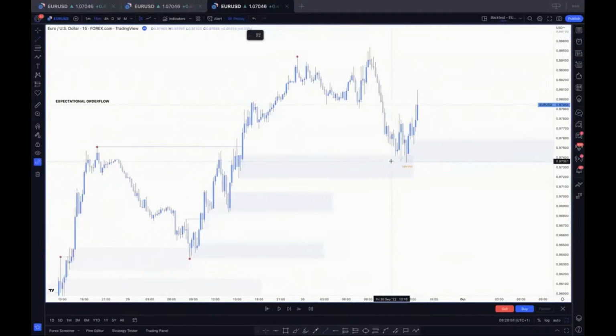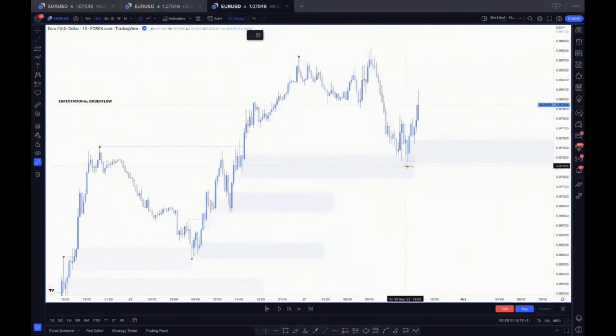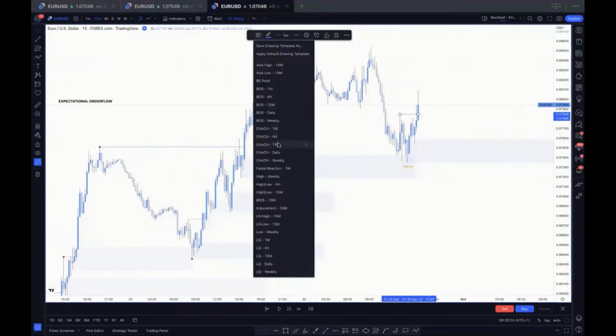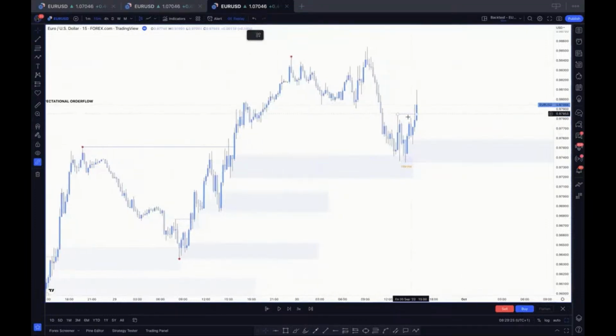Now, how do you know that the pullback is coming to an end? When you have a change of character. And what does that mean? You can see here the market pulled back a little bit, made a high here, pulled back, made a new low here, and then completely reversed and broke this previous high. So if you take this high here and we draw that to the body, that is called a change of character, right? Now, this is a change of character. Now, what are the expectations?